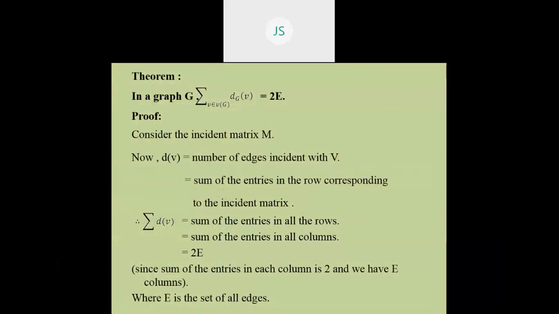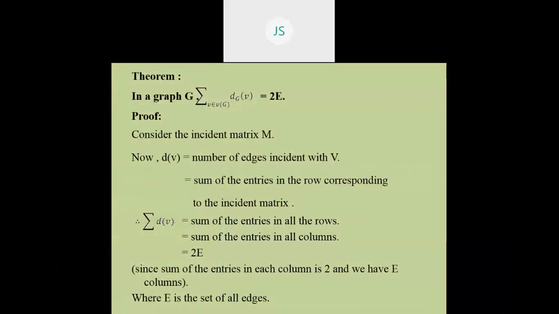Next, we can see one more theorem. It's a very basic theorem in graph theory. In any graph G, the summation of degree of V, for V an element of V of G, is equal to 2 into the number of edges. So, how can we prove this? Consider the incidence matrix. Already we know the concept of incidence matrix. So, let us see the incidence matrix.